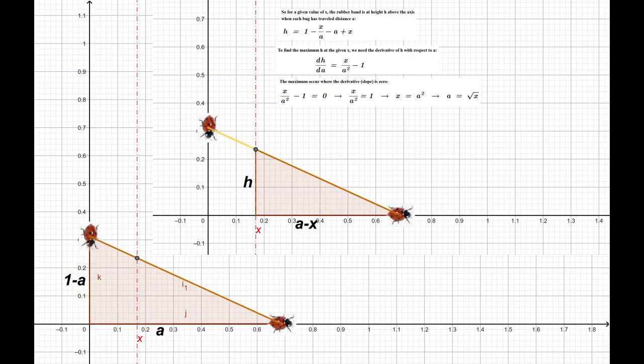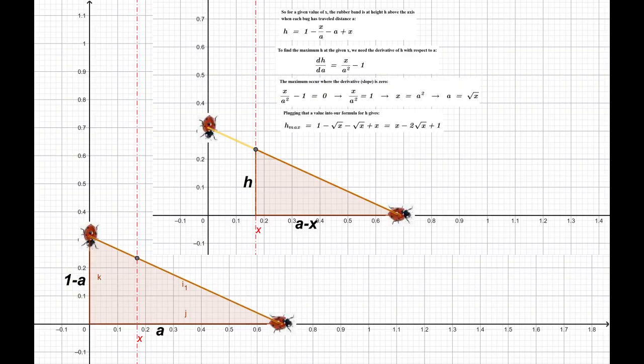I've got x over A squared minus 1 is equal to 0. And that gives us x over A squared equals 1, and that gives us x equals A squared, and that gives us A is equal to the positive square root of x. We know it's positive because of the region of the graph we're looking at.